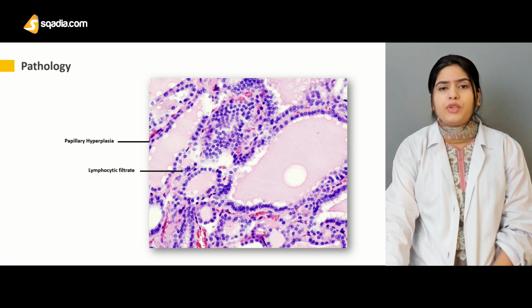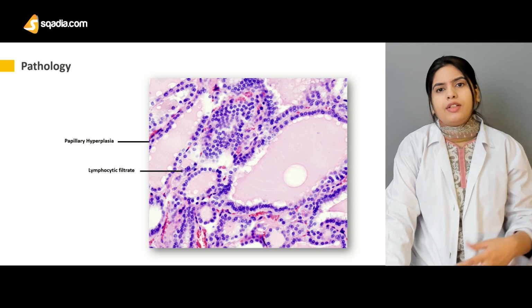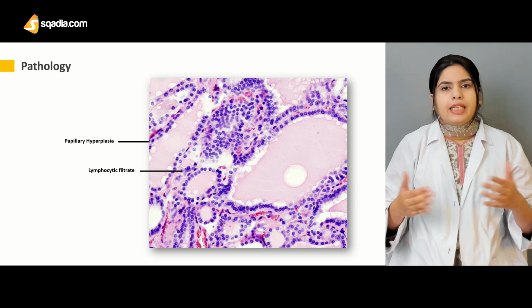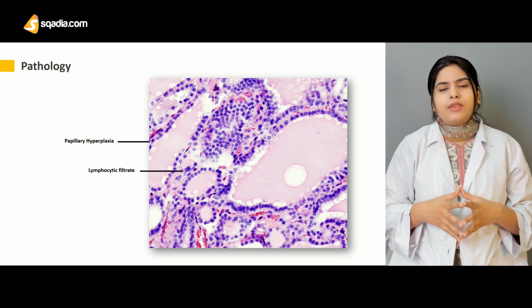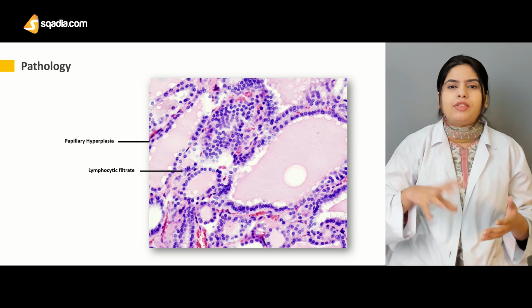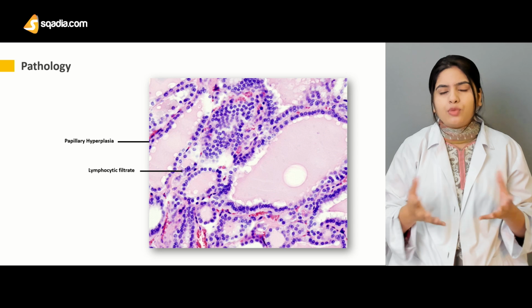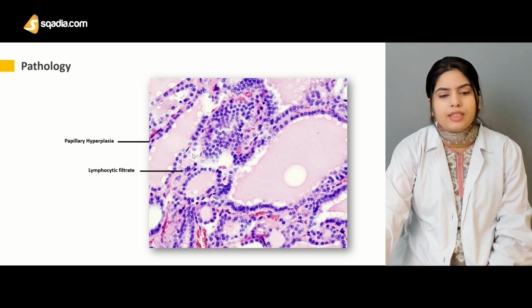Then lymphocytic infiltrate can be there in case of diseases that are under the influence of the immune system, or autoimmune diseases. Then B cells can be observed, T cells can be observed, and other such cells can be present within the thyroid gland or in the lumen as well. The lymphocytic infiltrate can be seen.